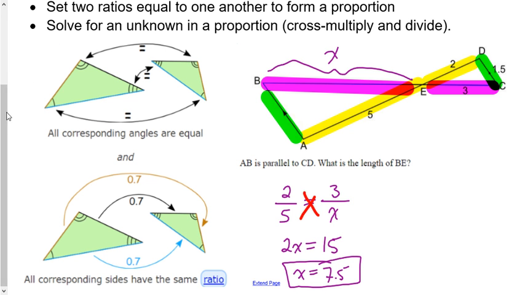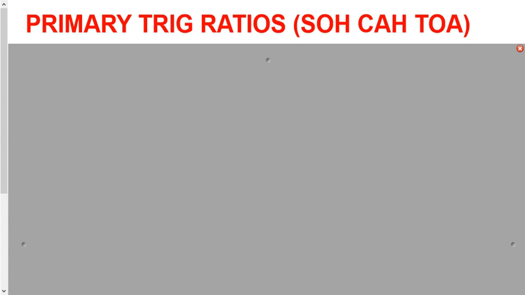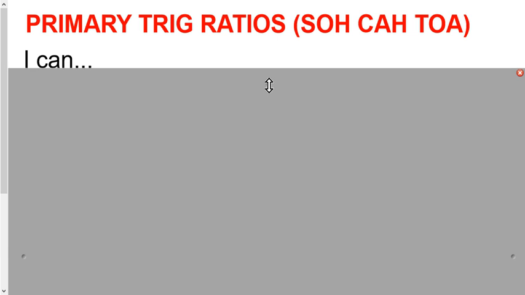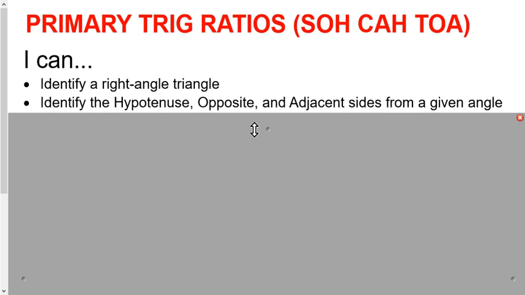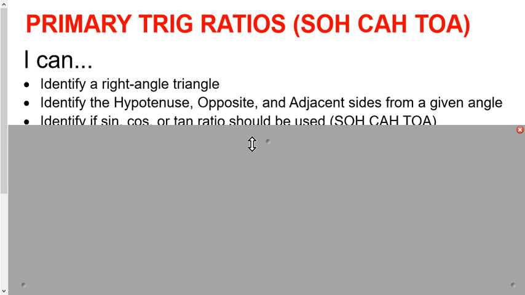Can you get to an answer for similar triangles? That's our first one. Here's our next one. We're going to look at primary trig ratios. Good old SOHCAHTOA. So can you identify a right angle triangle? I can identify the hypotenuse, opposite, and adjacent sides from a given angle in that triangle.